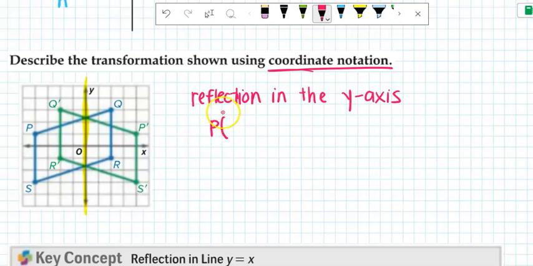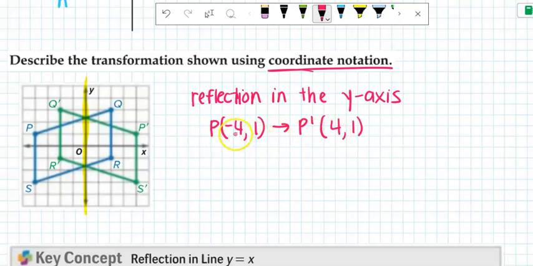P started out at what? 1, 2, 3, 4, -4, 1. And P prime moved all the way over to +4, 1. Okay, so our coordinate notation is asking us to show, using our coordinates, how we actually moved. So if you remember the shortcut, you might remember this. If not, you can just look at how did we get from P's coordinates to P prime's coordinates.